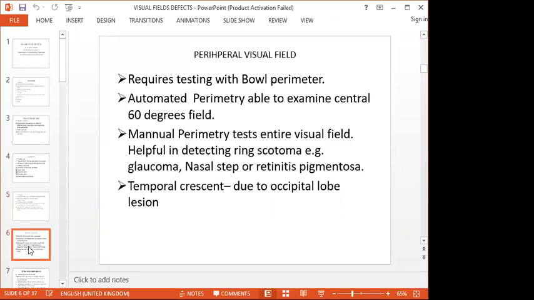Peripheral visual field requires testing with a ball perimeter. There are those special ball perimeters. Automated perimetry is able to examine the central 60 degrees of field. Manual perimetry tests the entire visual field, helpful in detecting ring scotomas, e.g. glaucoma, nasal step, or retinitis pigmentosa. Temporal crescent is due to occipital lobe lesions.